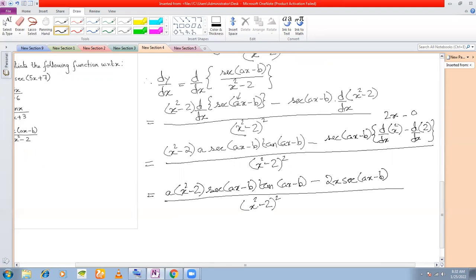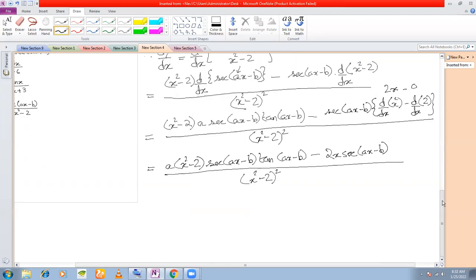Now we should be able to simplify this a little. Write an answer in a proper manner. So you have ax square sec, because I have a sec ax minus b here also, and I have a sec ax minus b here also. So let me just simplify this a little.